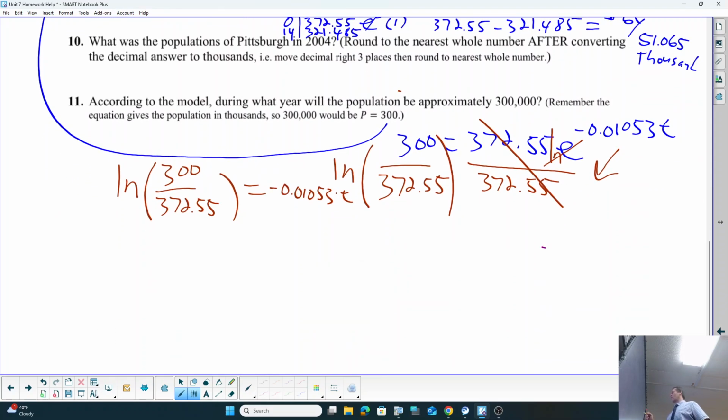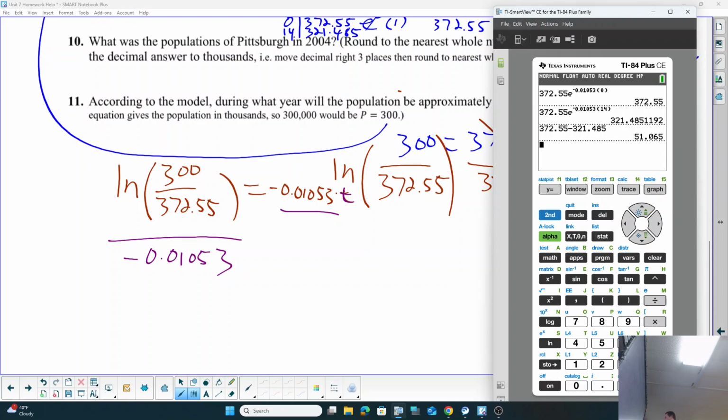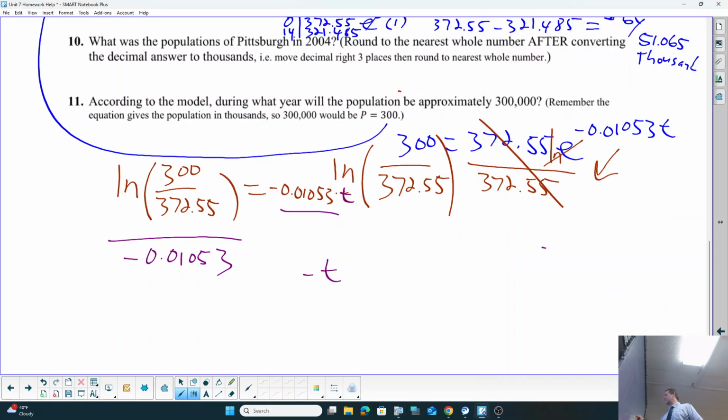Cool. Okay, so all we're going to do to solve for t is divide. We're going to take that whole thing and divide it by negative 0.01053. Get out your calculator. Here we go. Parenthesis ln of 300 divided by 372.55, close parenthesis, divided by negative 0.01053. And we get 20.568.